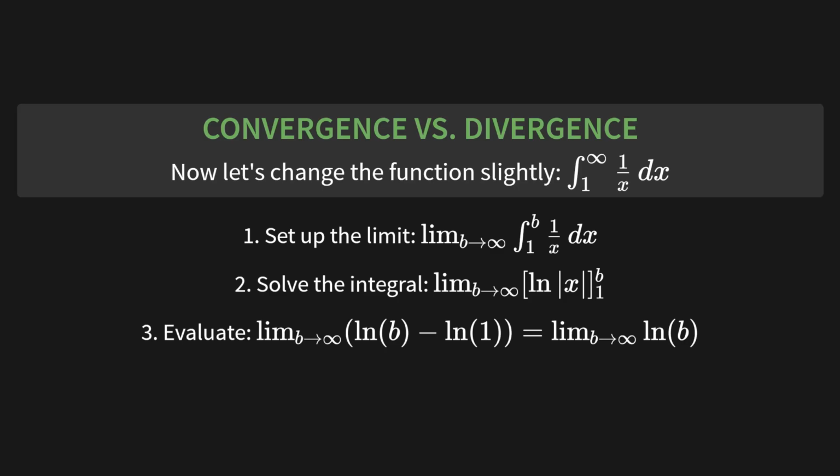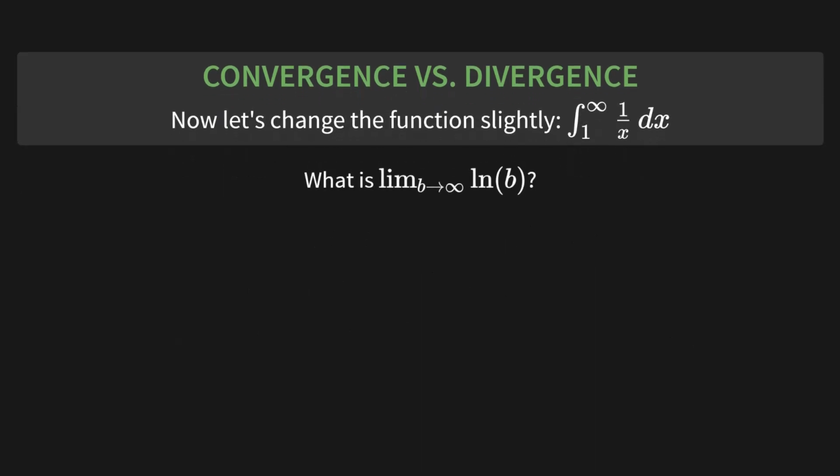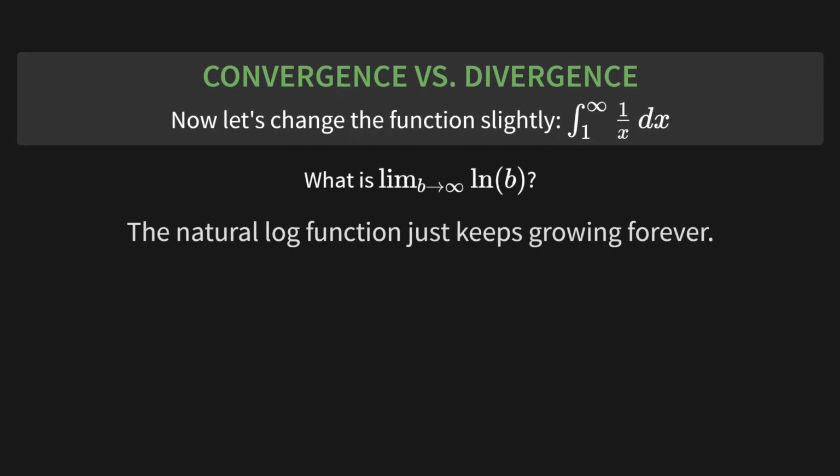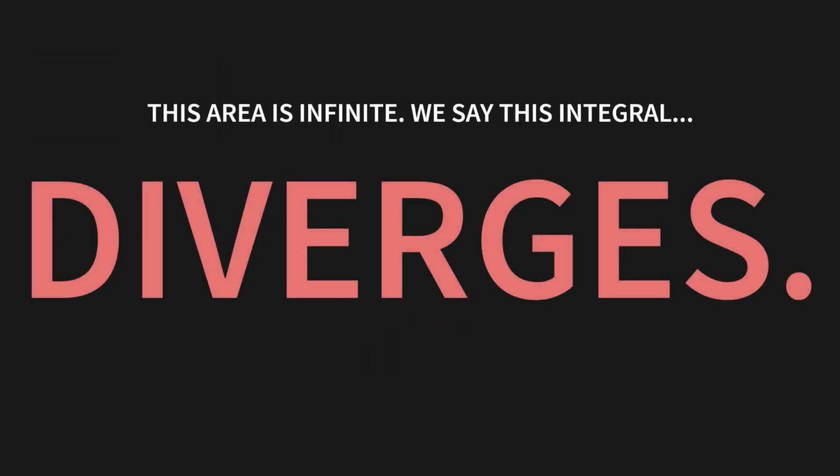So, what is the limit as b goes to infinity of the natural log of b? The natural log function just keeps growing and growing forever. The limit is infinity. This area is infinite. We say this integral diverges.